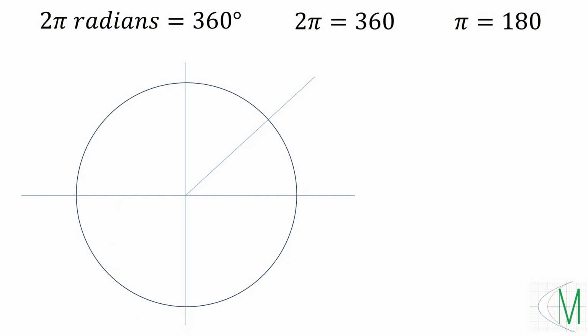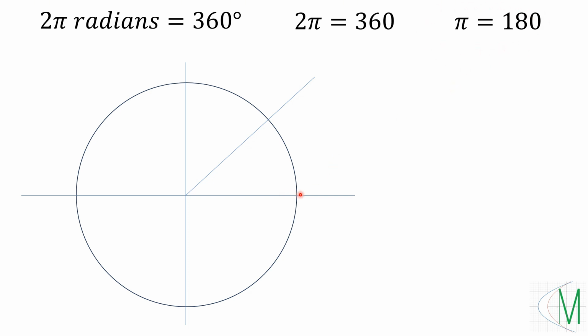Okay. Now, before I move on, though, I do want to point this out. So 2 pi is the same as 360 degrees. That's all the way around the circle is 2 pi radians, and it's the same as 360 degrees. Halfway around the circle is 180 degrees. That's pi radians. So we just used math to show that this is true.